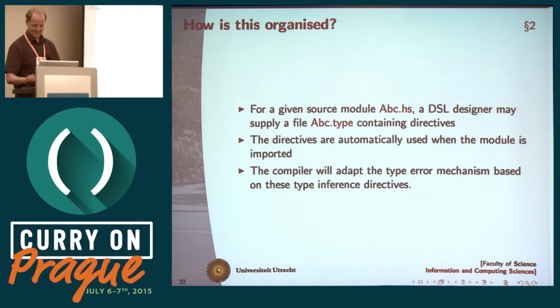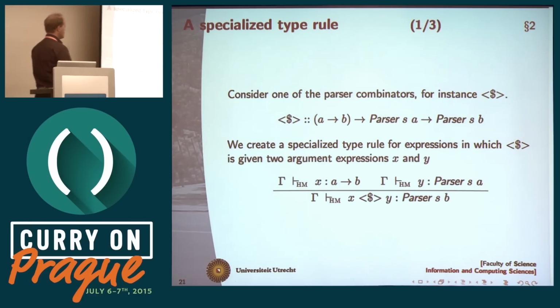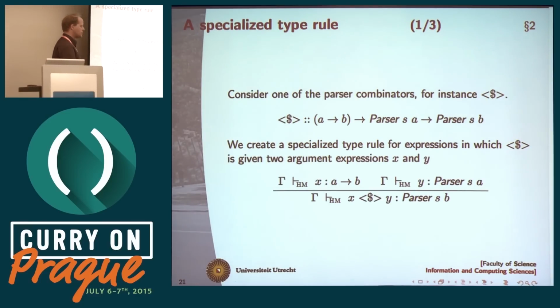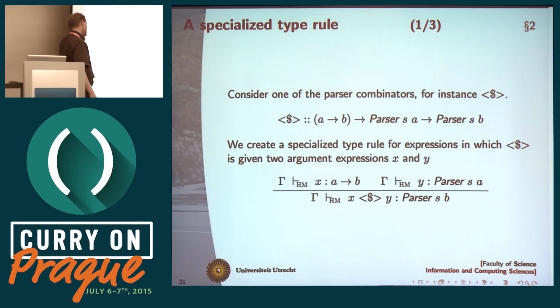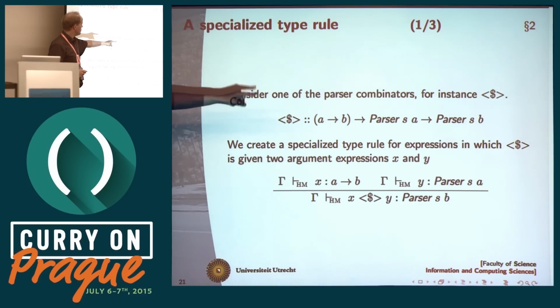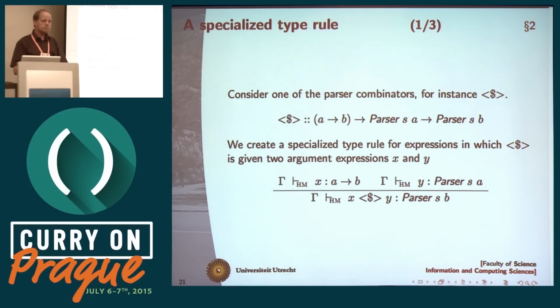Feels great. All right, so let's look at one of these specialized type rules, now still in a deduction style format, but we'll go to ASCII art later on. So this is one of our parser combinators, it's the dollar. What does the dollar do? Remember, the dollar takes a function and takes a parser that generates A values, and then applies that function to the result of the parse. So it becomes actually a parser that produces B values.